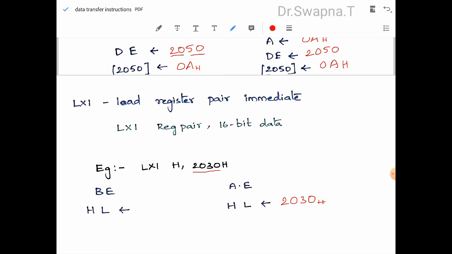So this instruction may be used to load the register pairs. Always again, X indicates the register pair. I indicates the immediate addressing.